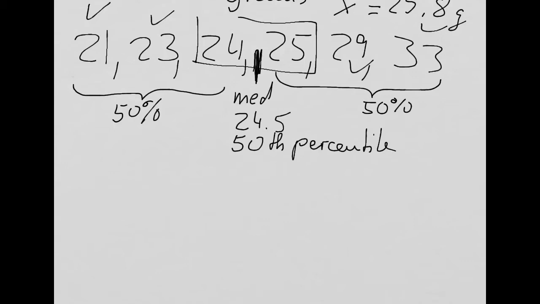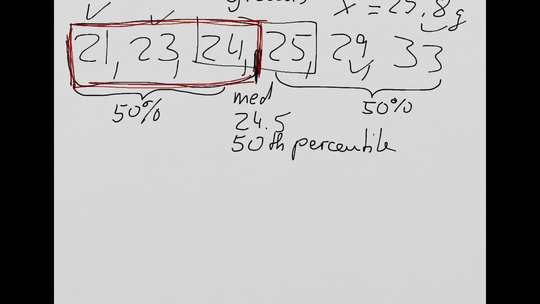Okay, we can do something else now. We are left with three data points, the ones that are below the median. And of course, what we could do with them is try to find the median of these three data points again. So we find the median of the 50% that are smaller than the median. You get what I mean? So what would be the median here? 23. So here, we have this one here, 23. So we have 23, and we have 24.5.